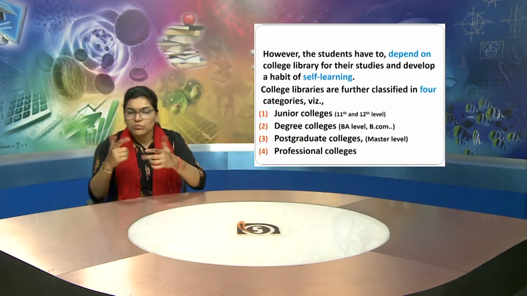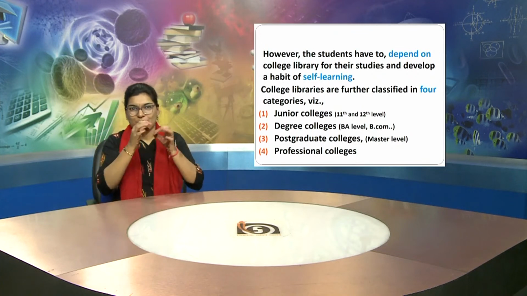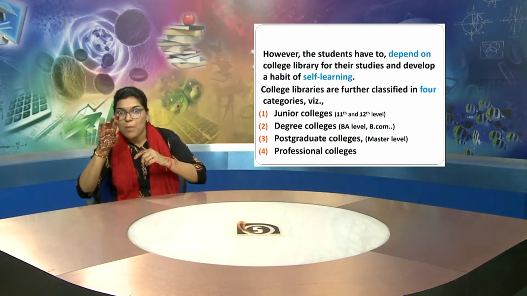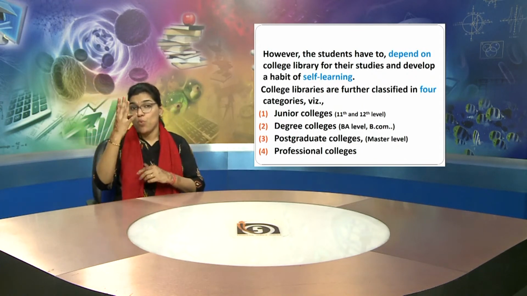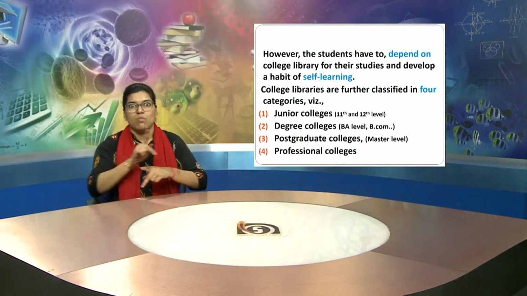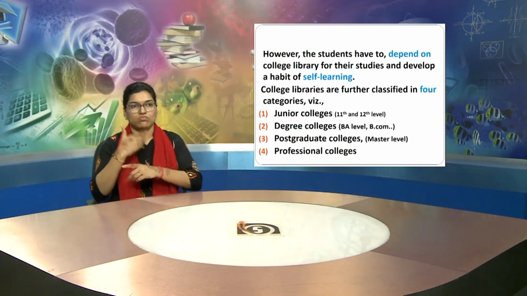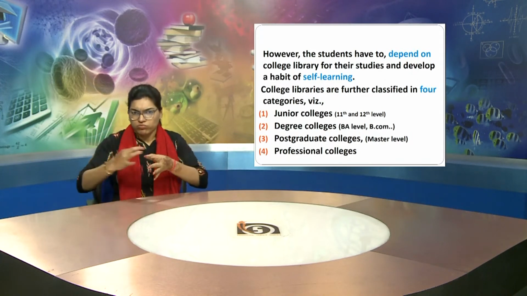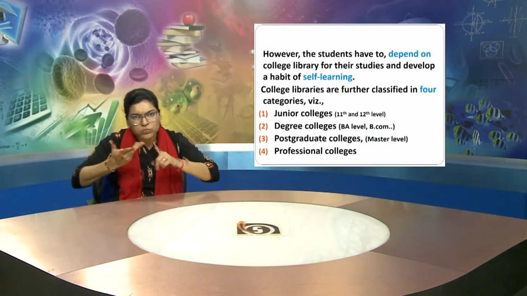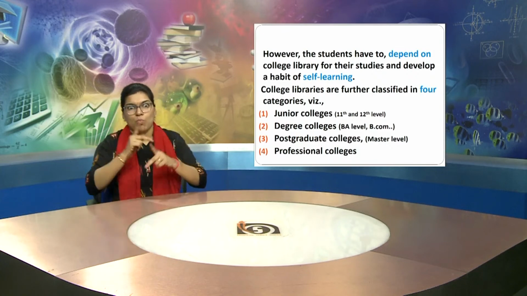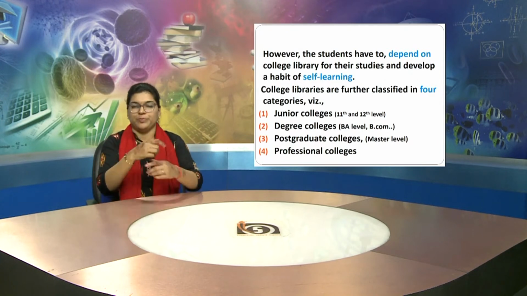And then another college library classification is postgraduate level. This is for the master level learners. And after that, the 4th category is professional colleges. There are various vocational courses like teaching or stitching, painting, different kinds of trainings. For different skills, we do professional trainings for different professions.